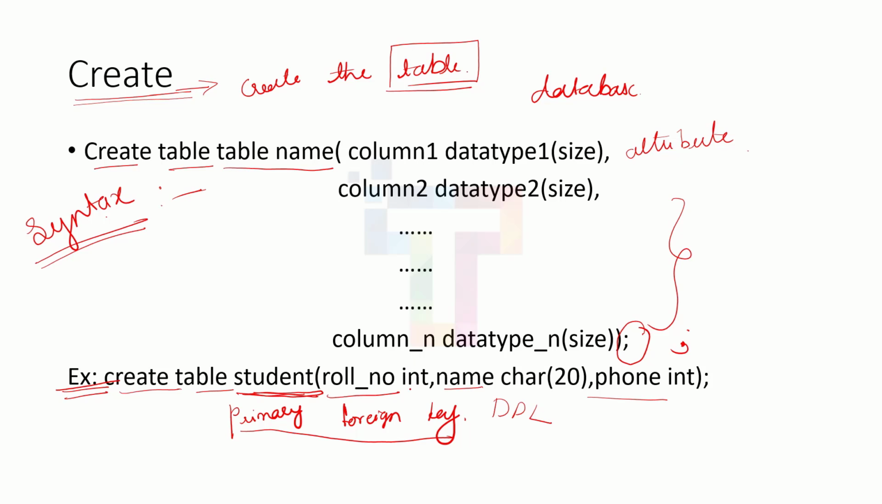Roll number data type is int. Name data type I have taken here as char. Here the size has to be defined. So 20 I have taken. Int, you don't need to write or define the size for it. And phone number again int, integer kind of data type you are using. So this is how you create the table in your database. Shall I show you? Let me show you how to execute the query.